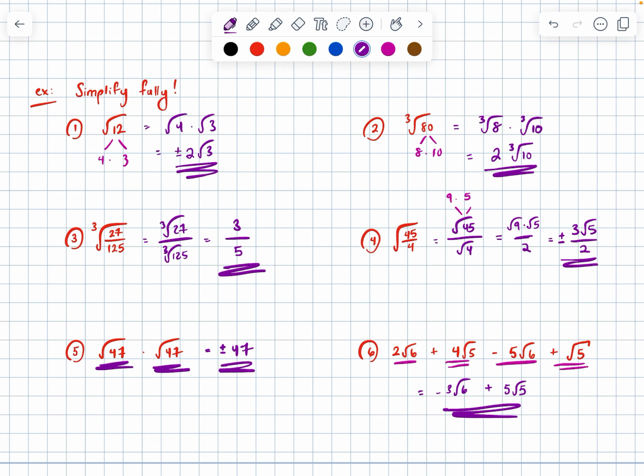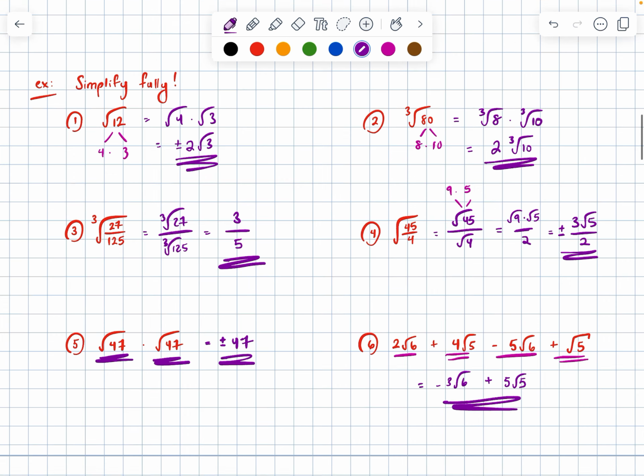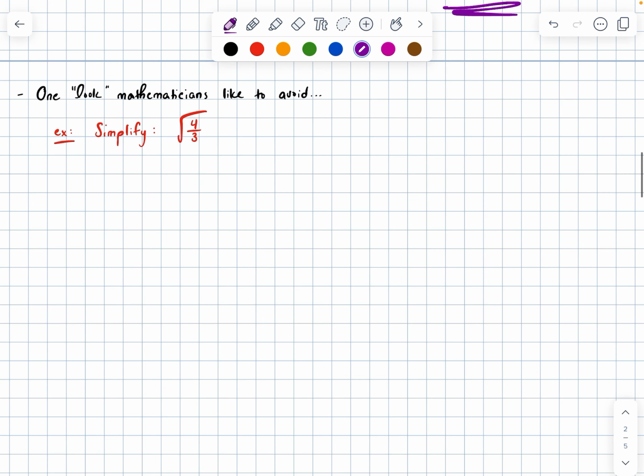As a bit of trivia for you that is going to be kind of important for us, there is one look that mathematicians like to avoid, and it happens in a case like this. Say I want to simplify the square root of 4 over 3. Now, first move should be relatively easy to make. Hopefully you agree by the quotient property, I can break this down as the square root of 4 over the square root of 3. Now, the square root of 4 I can simplify. That's plus or minus 2, but I'm going to hold off on the plus or minus for now. I'll leave this as 2 over root 3.